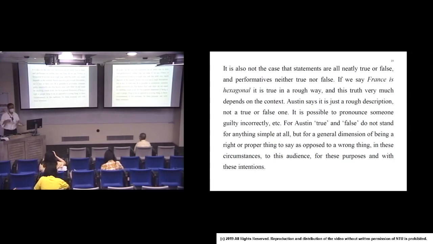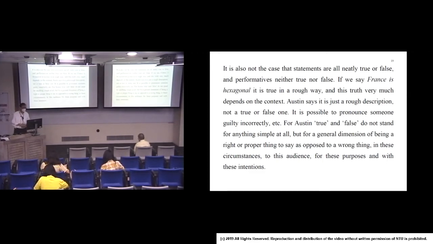I don't have to be very explicit. Before digital watches, that's what we generally did. We just rounded to the nearest half hour, a quarter hour, or whatever. We didn't give exactly 12 minutes after the hour. Now that you have digital watches, you can read exactly the thing. But still, you just give a true enough for the context kind of thing. So Austin says it's a rough description, not a true or false one.